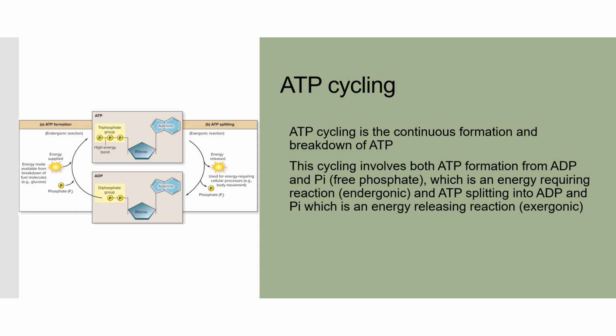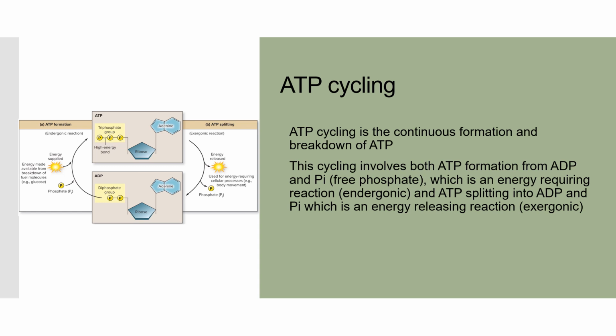ATP cycling is a continuous process in cells involving the formation and the breakdown of ATP, also known as adenosine triphosphate. This cycle is crucial for supplying energy for various cellular activities. The formation of ATP from ADP and an organic phosphate is an endergonic reaction, meaning it requires an input of energy. The energy needed for this process often comes from exergonic reactions such as cellular respiration.